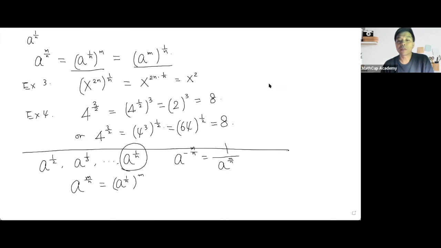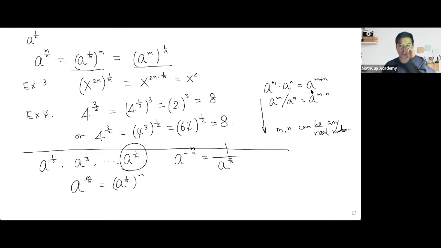Now, all these properties, like a to the power m times a to the power n equals a to the power m plus n, or the division, a to the power m divided by a to the power n equals a to the power m minus n, and so on and so forth, we are really extending by removing the constraint that the exponent has to be an integer. We're assuming that m and n can be any real number. So we're assuming the properties are true for any real numbers.